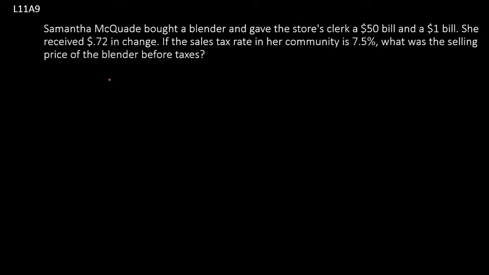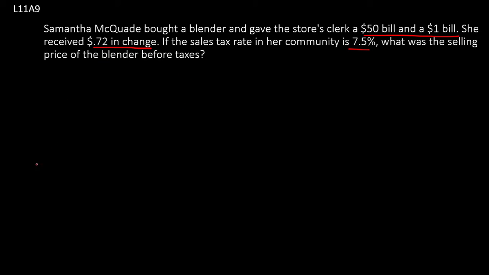Okay, so we are told that she gives the clerk a 50 and a 1. So she gives him $51, she gets 72 cents back. Then we're told that the sales tax rate is 7.5%. So how can we use this information to figure out the selling price of the blender before taxes were added on?